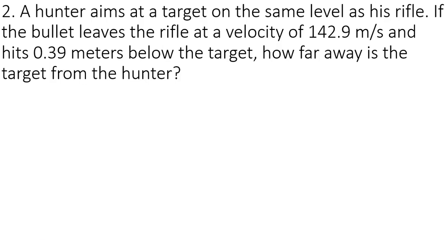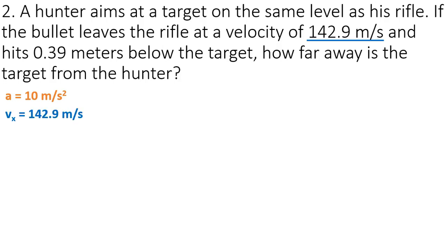Number 2 says, a hunter aims at a target on the same level as his rifle. If the bullet leaves the rifle at a velocity of 142.9 meters per second and hits 0.39 meters below the target, how far away is the target from the hunter? Again, we have our built-in given, acceleration is equal to 10 meters per second squared. We know we have a velocity of 142.9 meters per second.